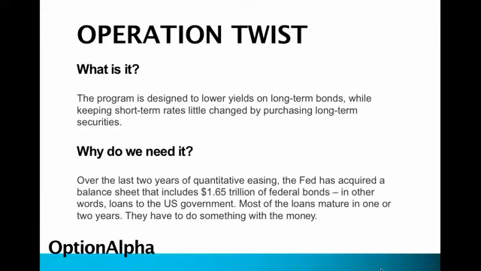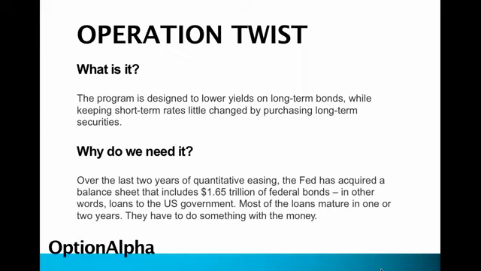So Operation Twist, what is it, right? The program is specifically designed to lower yields on long-term bonds. The Fed's already done this on short-term rates by buying up mortgage bonds and by pumping money into the system by buying up government bonds. So they've done this on shorter-term rates already, but now they're going to try to do it on long-term securities as well. They're going to change this by purchasing long-term securities.